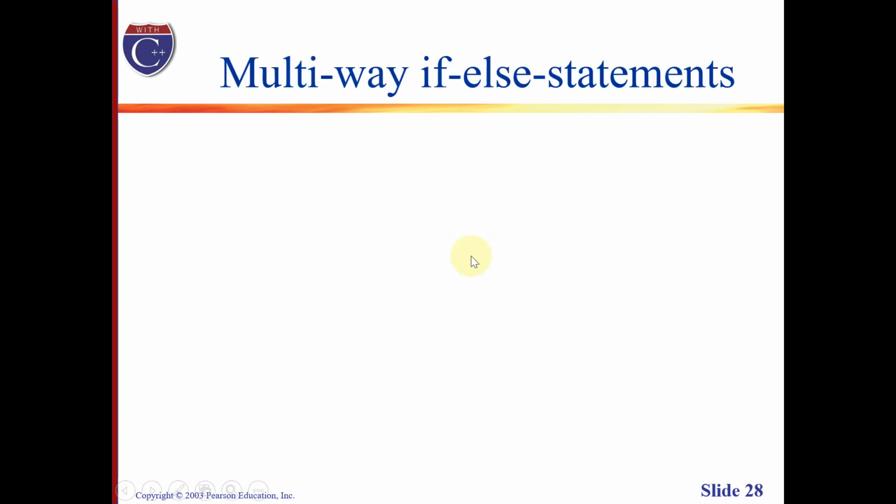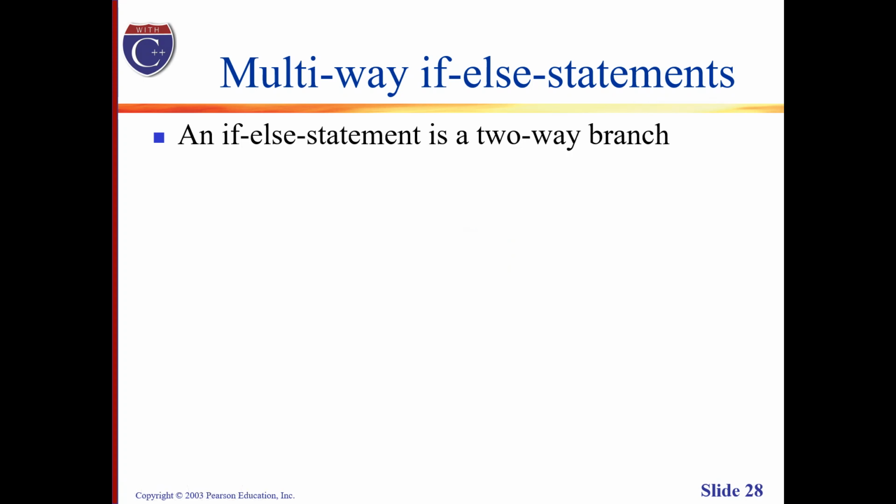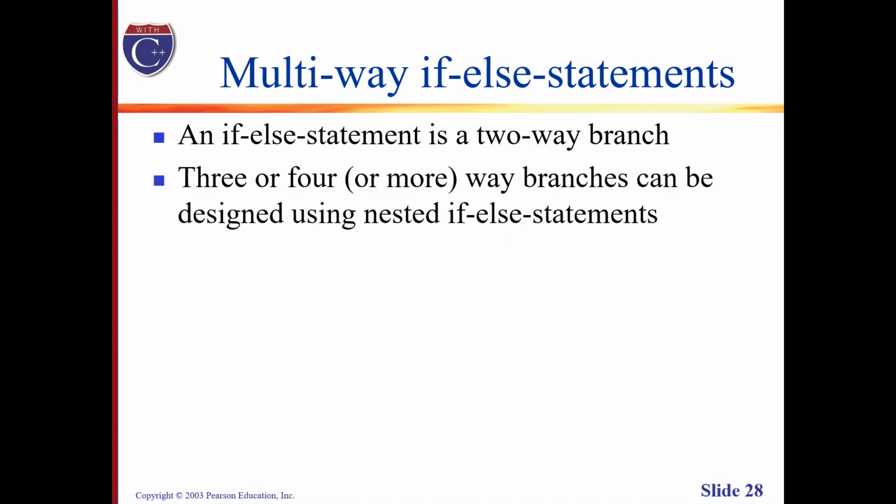We also have what we call multi-way if-else statements. An if-else statement is considered as a two-way branch. 3 or 4 or maybe more branches can be designed using nested if-else statements. Of course, it can be possible, but at times it may not look appealing. So therefore, we need to find ways to organize our code and to make it look neat.